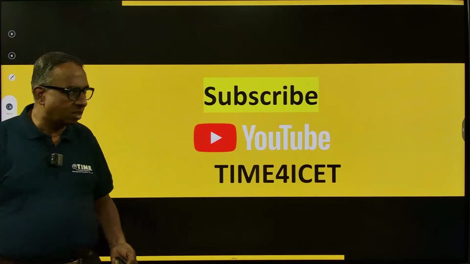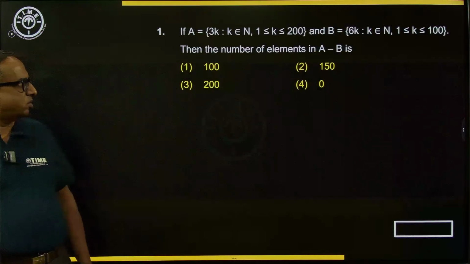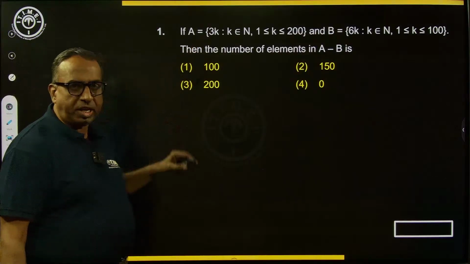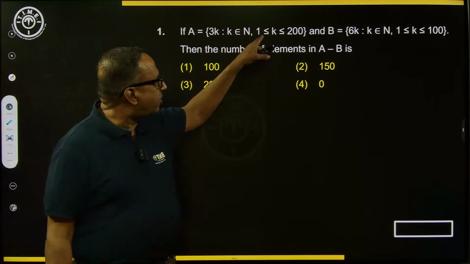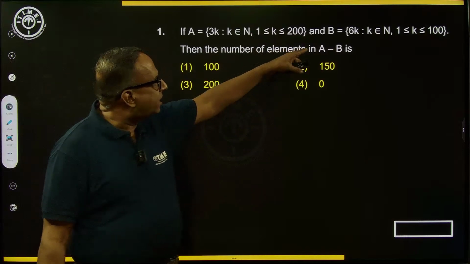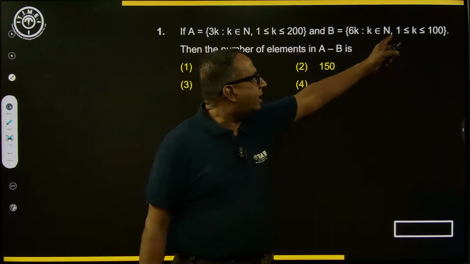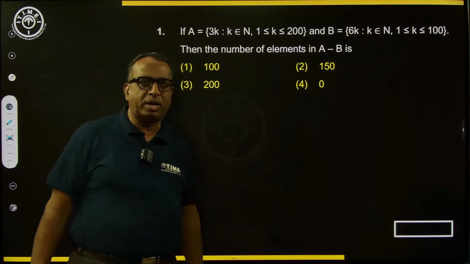We'll go to this. Please make sure that book and pen is ready to write down. We'll start, students. Let's take the first of the questions. If A equals 3k, where k is an integer, 3k is a natural number, k lying between 1 to 200. B is another set where you have 6k where k belongs to N, k lying from 1 to 100. So you have to find the number of elements in A minus B.